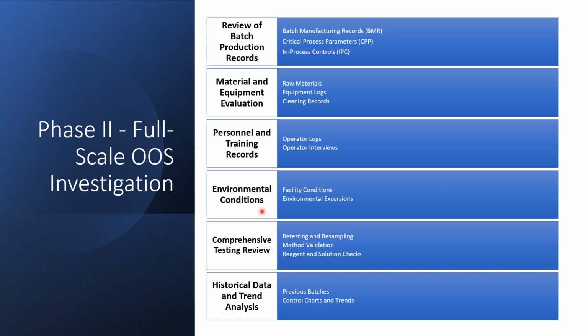Next is environmental condition. So facility conditions we can check. Review the environmental monitoring records for the production and storage areas. We can focus on factors like temperature, humidity and cleanliness. So these things we can verify and investigate any environmental excursion that may have occurred during the production and storage of the batch. So these are all related to the environmental condition.